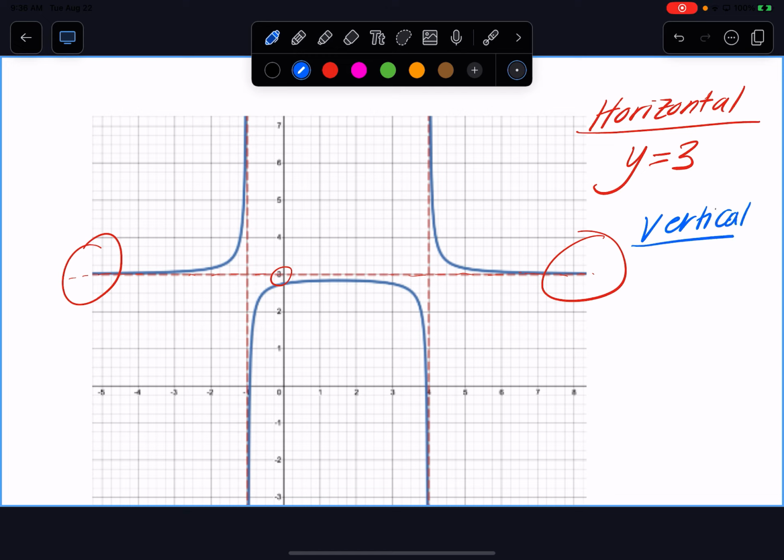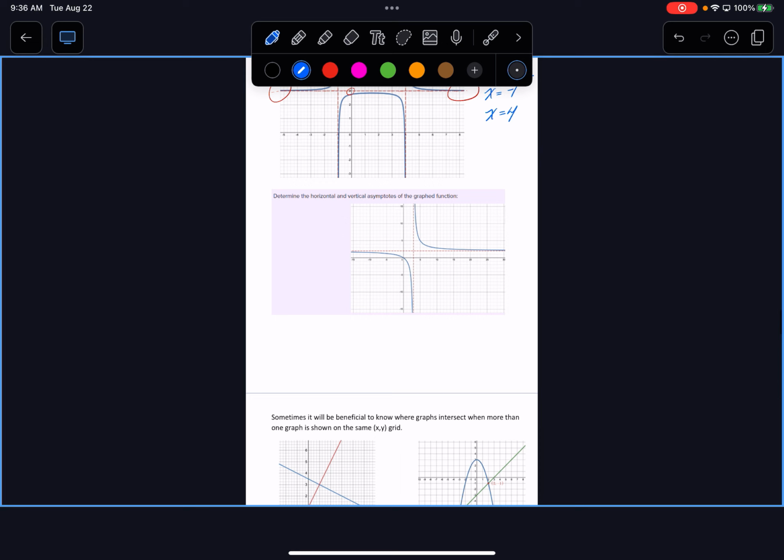Now let's do vertical. They've even listed them out for you. What are the vertical asymptotes at? x equals -1 and x equals 4. Okay, so that's as basic as we need to be with the asymptotes today. Good, good, good. I think you get the picture with that.